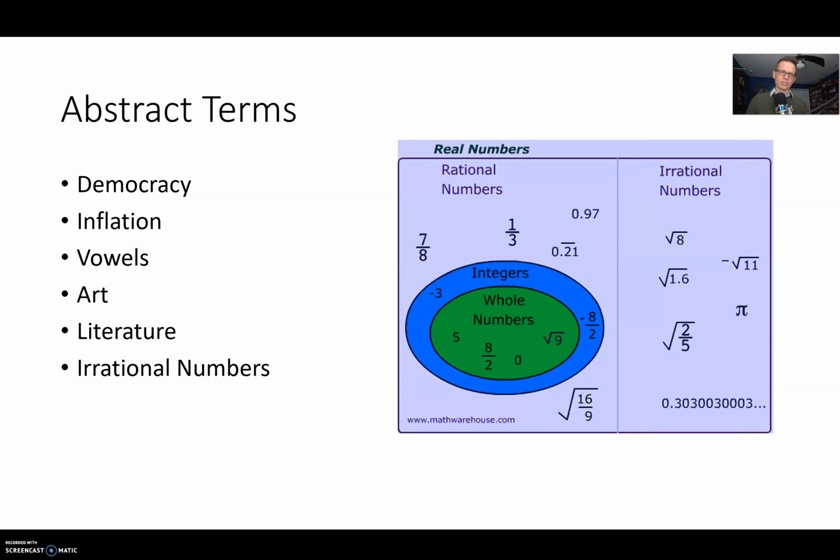Let's think about abstract terms as well, things like democracy and art and literature. You're driving down the road, going to work, going down 73, and you don't see art walking around in the field. It's not out there eating grass or anything like that. Irrational numbers as well. There's a rumor that when the ancient Pythagoreans discovered irrational numbers, they actually killed people who discovered them because they were so outraged. Put that one on hold too.